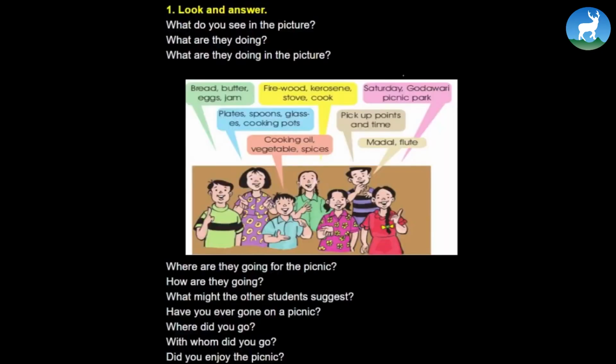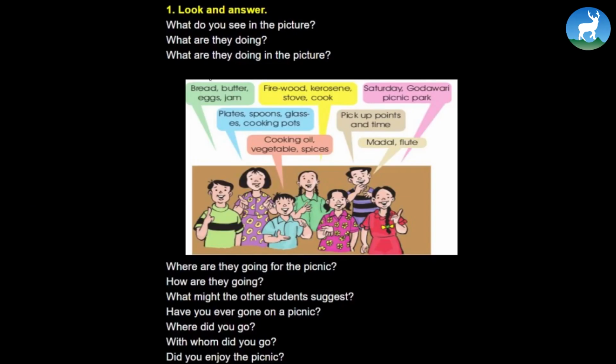Now observe the picture given here and let's see what's written here. Here are a number of people shown in the picture, and written here are the words bread, butter, eggs, jam, firewood, kerosene, stove, cook, Saturday, Godavari picnic park. Now, every individual is saying something. Model, flute, pick-up points and time, cooking oil, vegetable spices, plate, spoon, glasses, cooking pots.